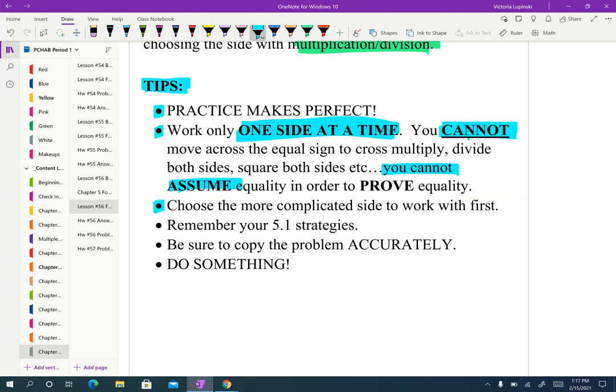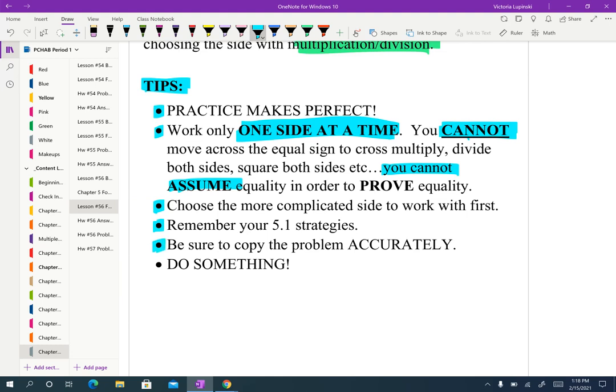Then bullet 3 here, choose the more complicated side to work with first. If you choose the more complicated side, there'll be more things for you to rewrite using the identities, and there'll be more operations for you to do algebraically. And again, generally speaking, that's the addition and subtraction side. All those strategies from the first day of 5.1, the conjugate, the common denominators, the factoring, those are all things that you should be using as you approach these problems.